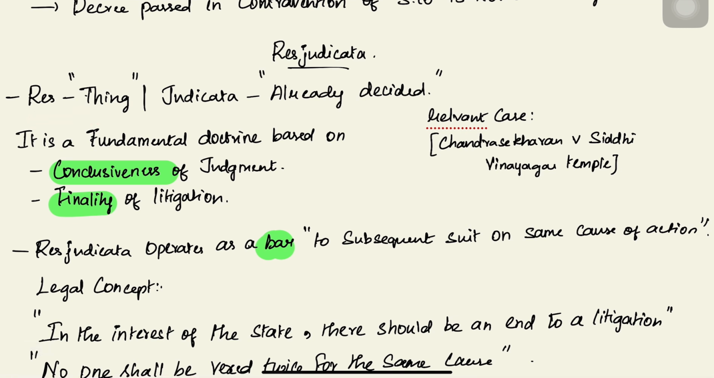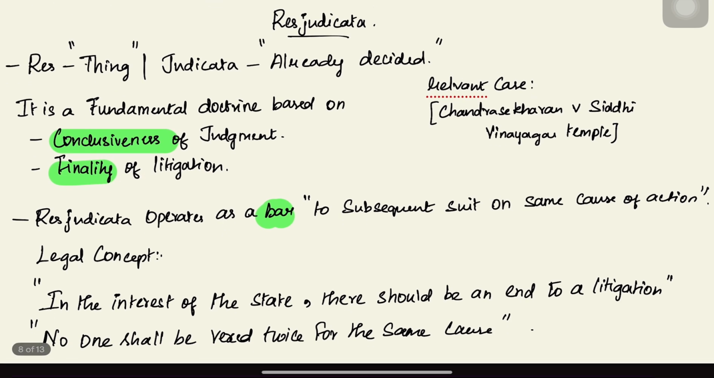Res means a thing, judicata means which has already been adjudged or decided. So it is a fundamental doctrine that is based on conclusiveness. A litigation should always have conclusiveness, in the interest of the country, the nation, and the public as well. And there should always be a finality for a particular litigation. The relevant case law that I would urge you to refer to is Chandrasekharan versus Siddhivinayagar Temple, and that is a very important case law when it comes to res judicata.